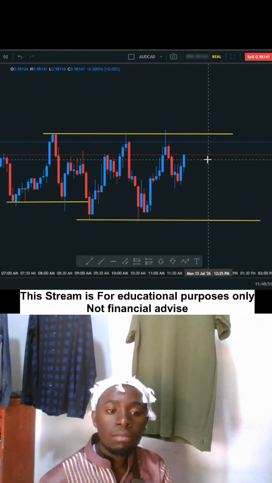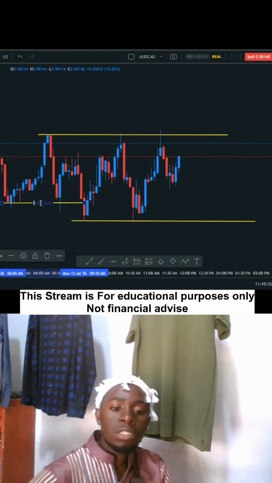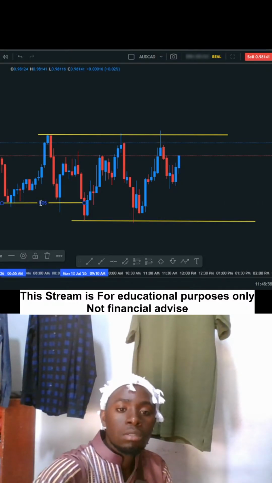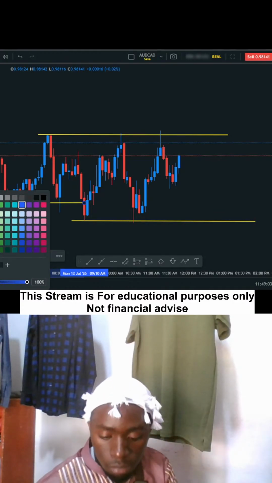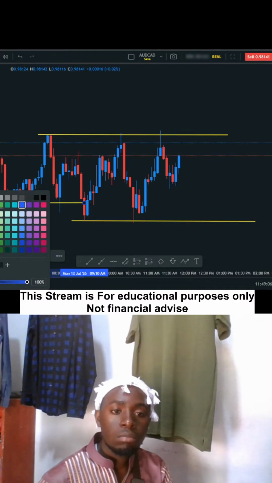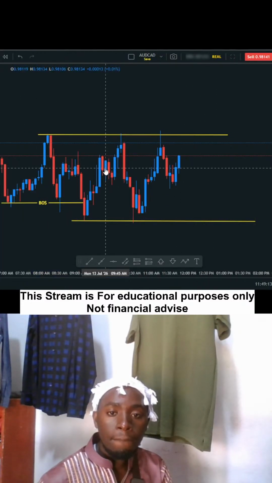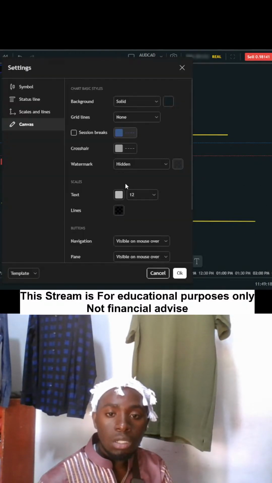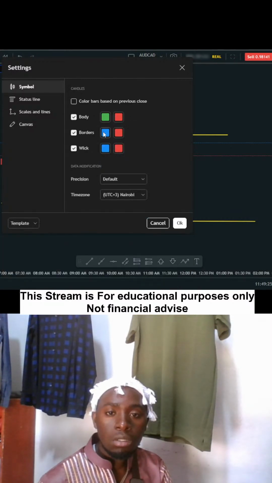Yeah, there was a break of structure right there, like I said. I will mark this one as yellow. I guess I need to also change the color of this. Let's see. Green.